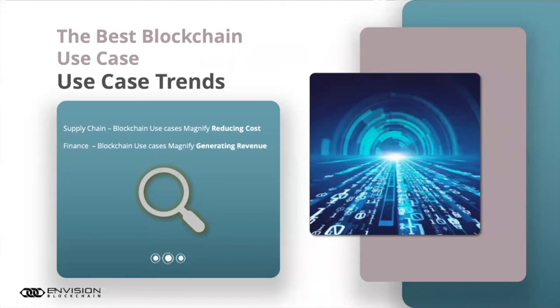And same in finance, right? So in finance, it's the other side. In finance, you can reduce costs, absolutely. You're reducing intermediaries, but essentially you really are magnifying generating revenue. And we'll show you how in the next couple slides.